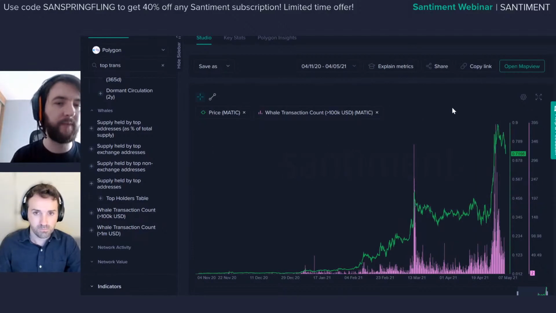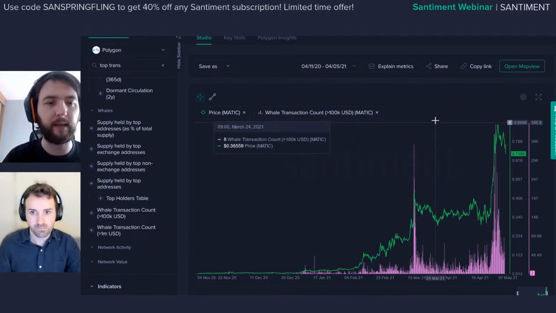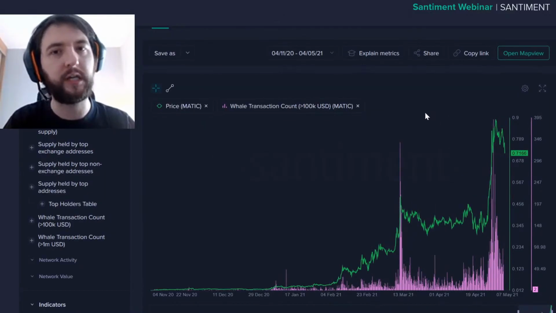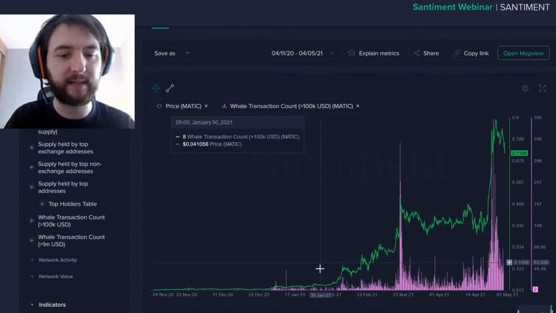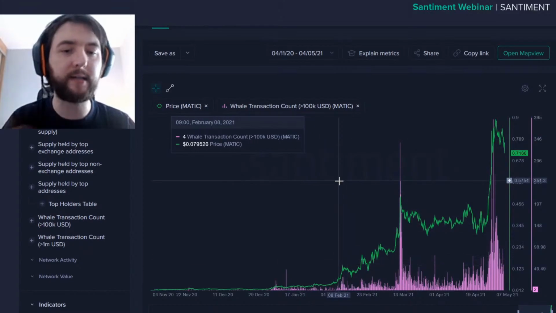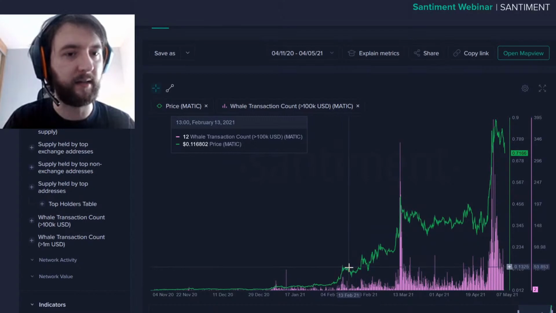Now, keep in mind that obviously this metric has a few drawbacks. So the number one drawback of this metric is that it looks at the dollar values of on-chain transfers. Now, what that means is that as the price rises, for example, let's assume that Matic is $1 at the moment, right? So I sent 50,000 Matic here. That's going to be $50,000 worth of Matic being sent on a blockchain, right?